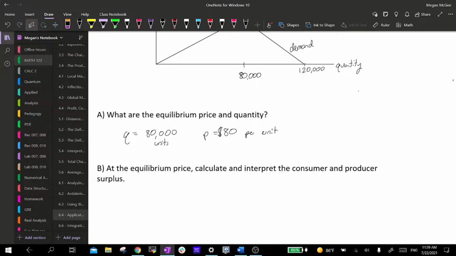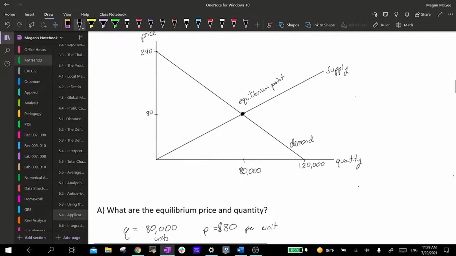All right? So our consumer surplus, let's go ahead and take a look at our graph. I'm going to draw some dotted lines here, to our equilibrium point. And our consumer surplus is the area between our horizontal line at our equilibrium point and the demand curve. So this area here. Well, we have a triangle. So we can use the area of a triangle to calculate this.